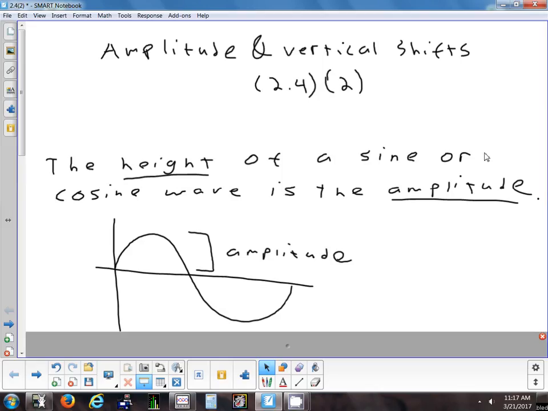Based on how I defined amplitude as a height or a distance, what do you think that means about amplitude? It has to be a certain kind of number. It has to be positive. I think I write that down in a little bit. But when you're talking about the height, it's a distance. Distance is always positive.